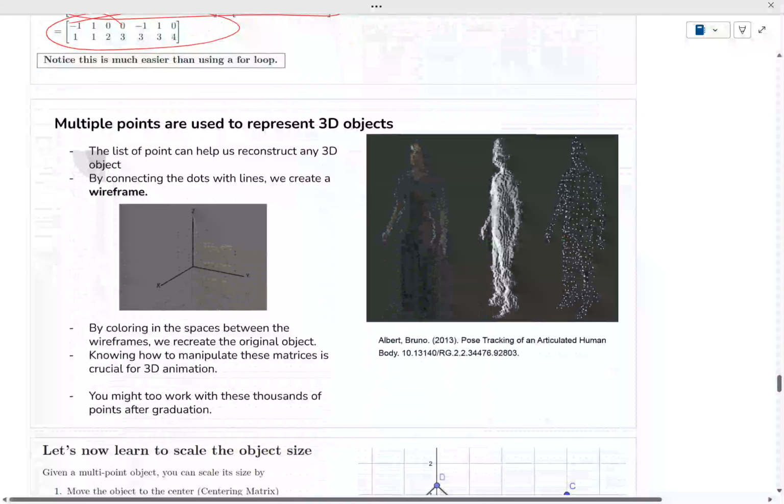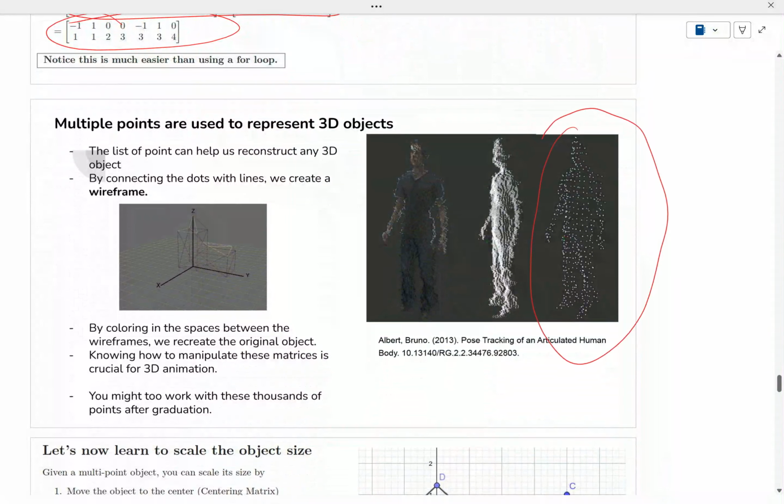Now, if you end up working for, I don't know, Disney or something, you would need to notice how a lot of 3D models are basically just points. You would need to deal with millions of points. And therefore, you would need to rotate or do some kind of action simultaneously. And the way we do that is through matrix operations.